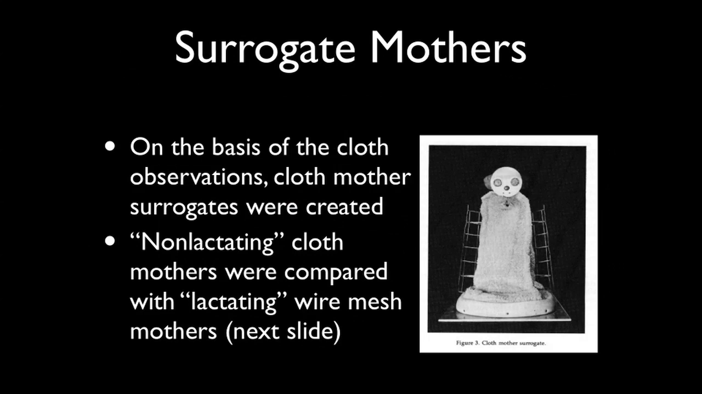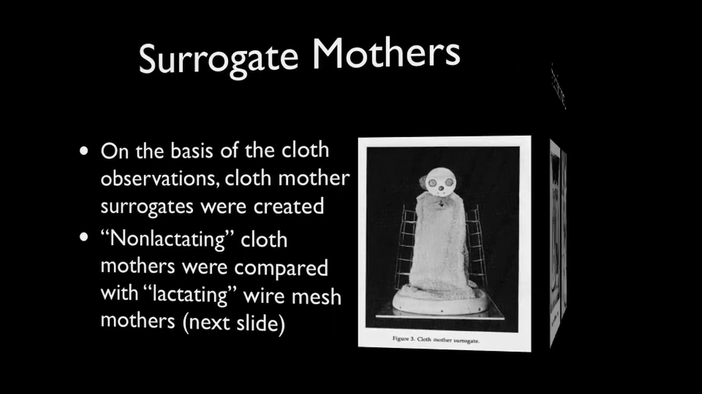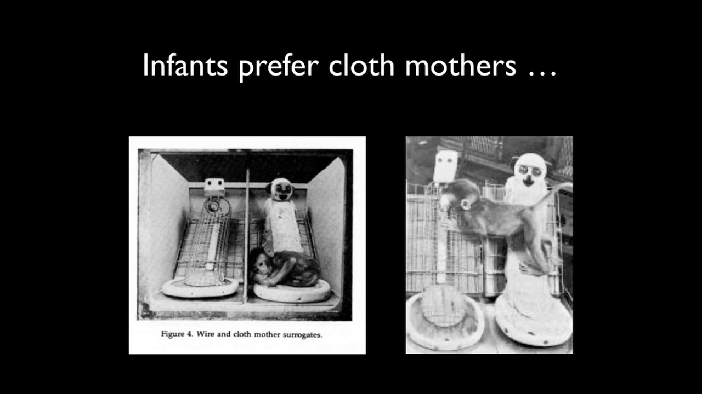So on the basis of these original observations, which were just chance, serendipitous observations, cloth mother surrogates were created, and the researchers realized that there was an opportunity here to test some important hypotheses regarding how we care for our young. And they also created lactating wire mesh monkeys. So here's two photos which show on the left the wire mother monkeys, and on the right the cloth mother monkeys. The wire monkeys actually had a bottle inserted in them, which was where the babies received their nourishment.